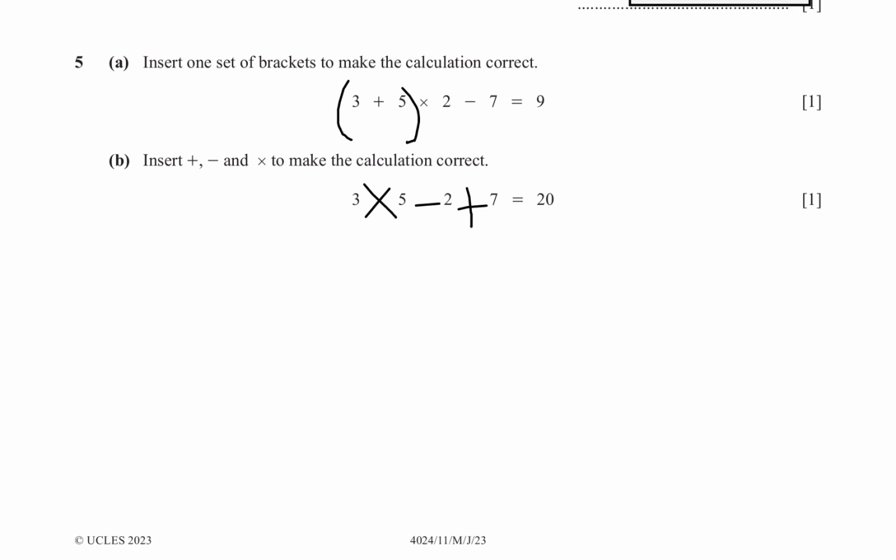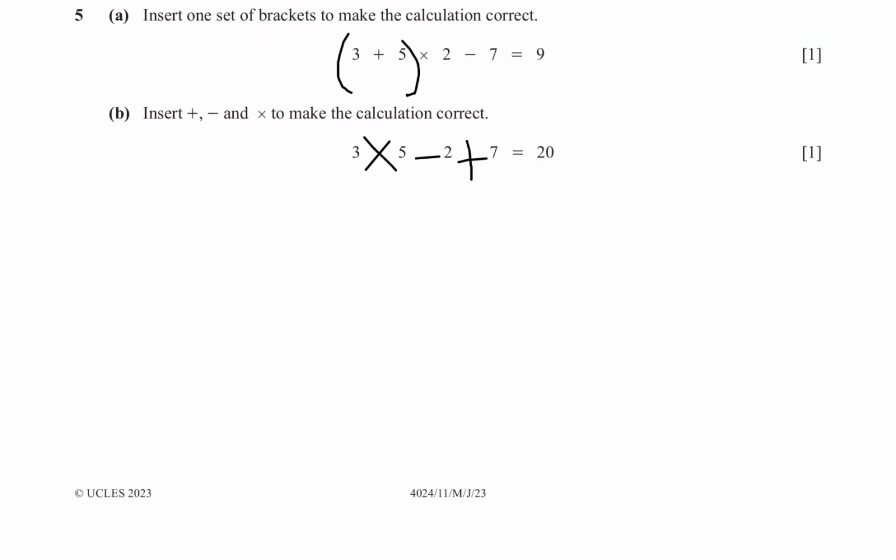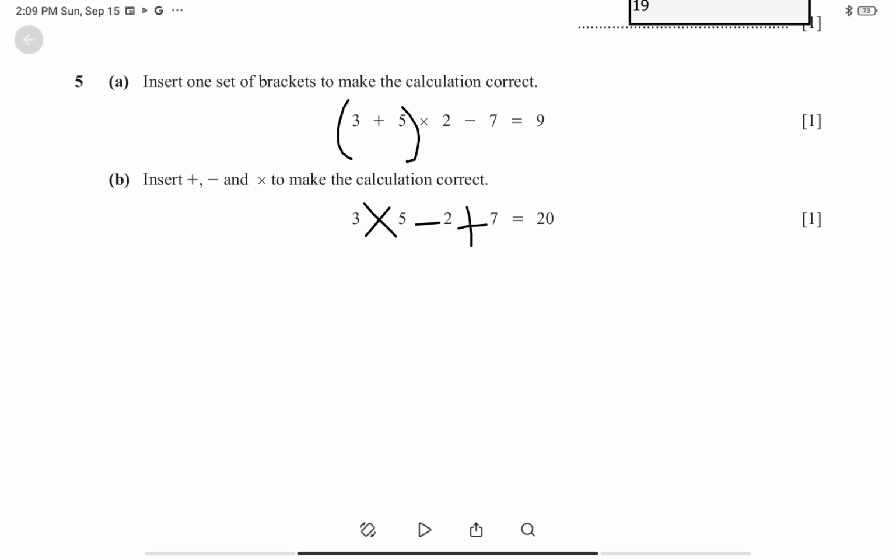Part B. Insert plus, minus and multiplication signs to make the calculation correct. Okay, so 3 times 5 minus 2 plus 7 is equal to 20. 3 times 5 is 15. 15 minus 2 is 13. 13 plus 7 is 20.